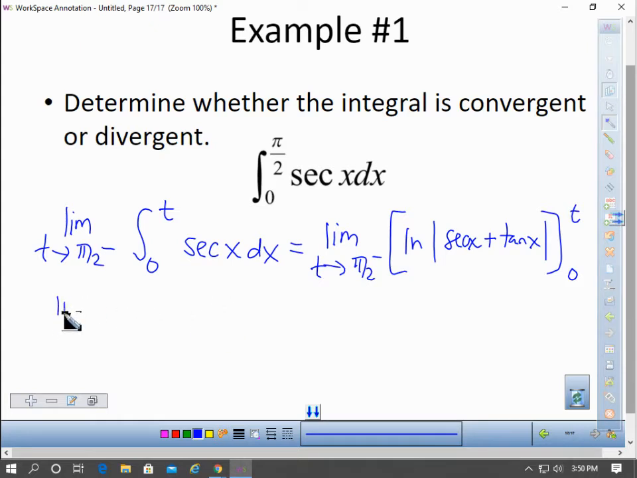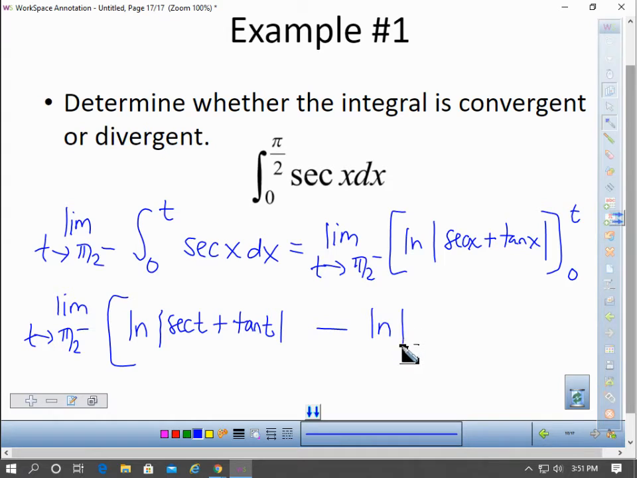So now I'm ready to do my fundamental theorem. I've got the limit as t approaches pi over 2 from the left. I'm going to put a t in first, so this will be the natural log of secant of t plus tangent of t, and then minus the natural log of secant of 0 plus tangent of 0. So all I did is plug a t in first, subtract, and then plug a 0 in. Now we just have to figure out this answer.